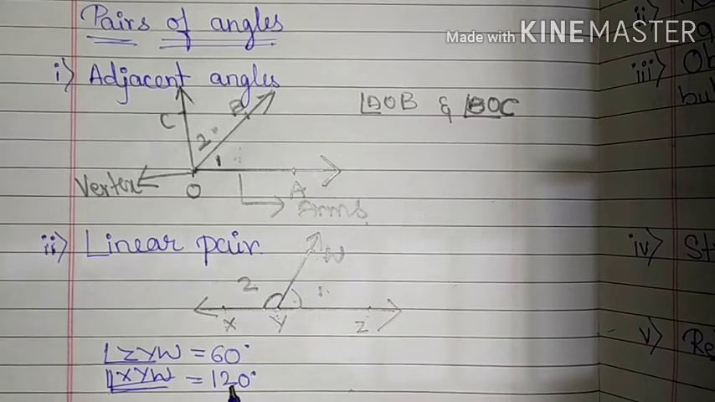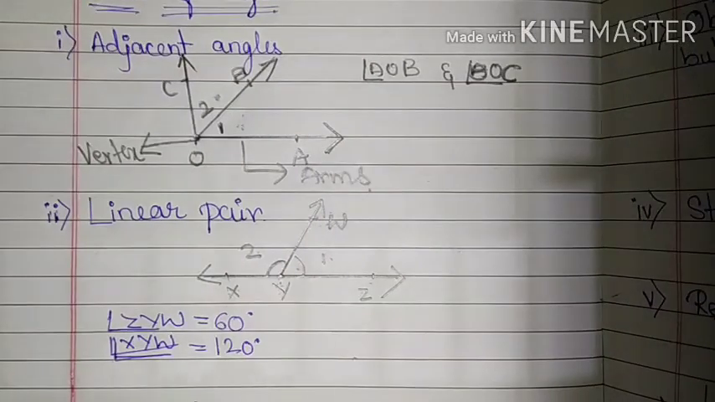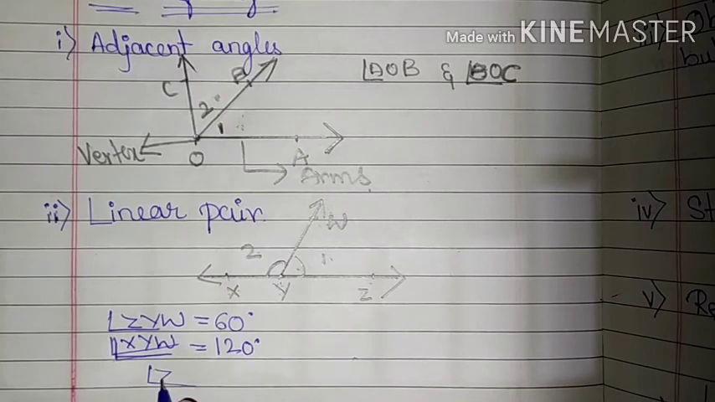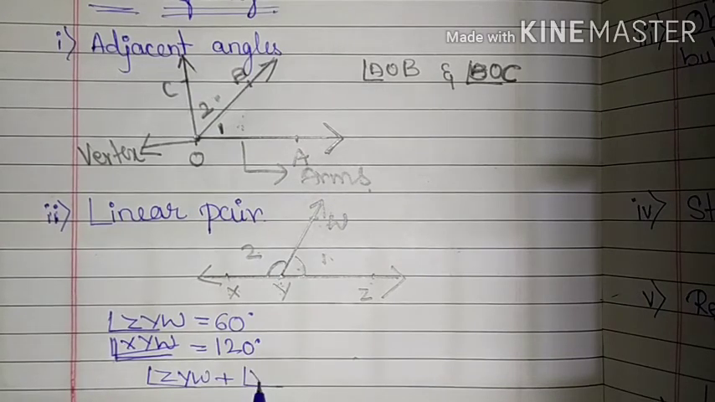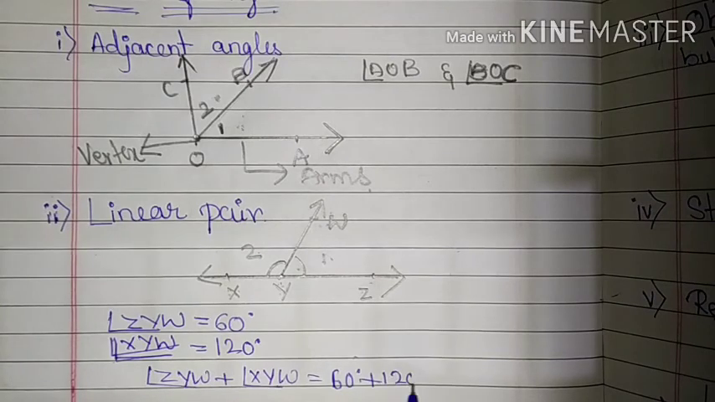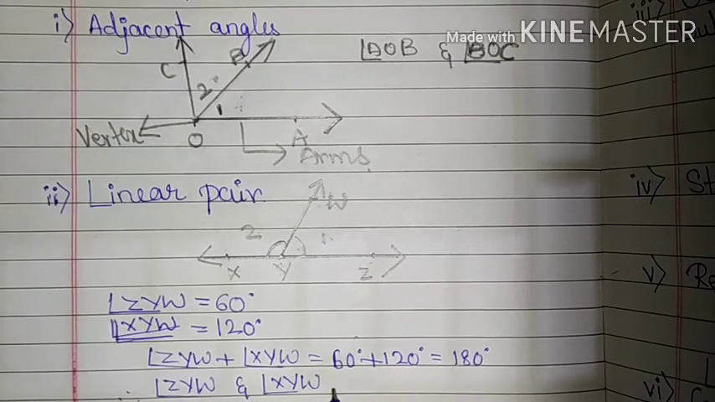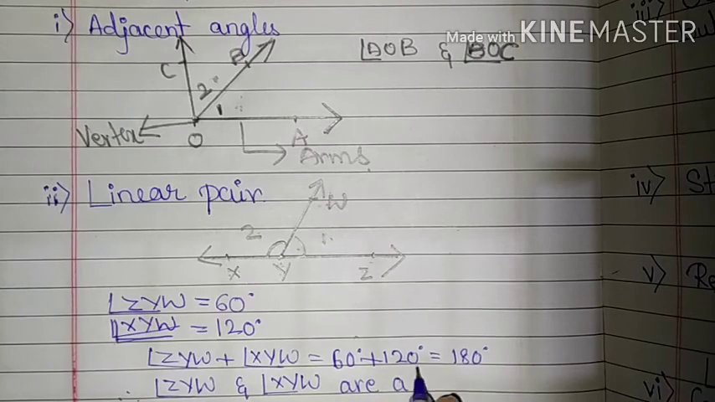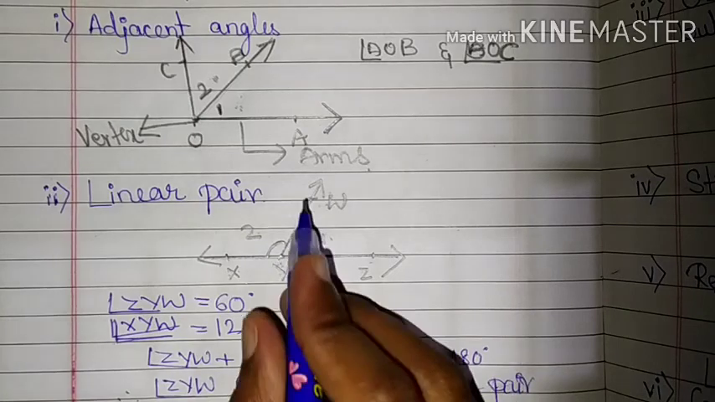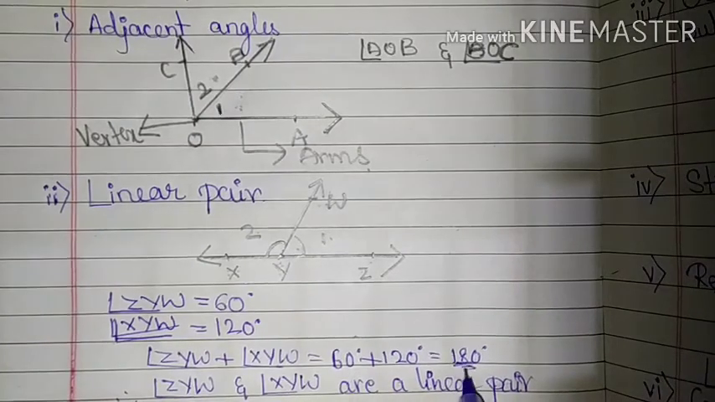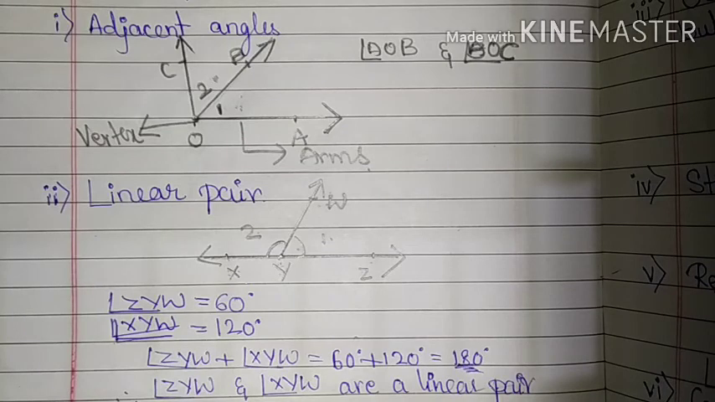Now if we take the sum of both those angles, angle ZYW plus angle XYW, which is 60 degrees plus 120 degrees, we get 180 degrees. Therefore angle ZYW and angle XYW are a linear pair. They were both adjacent angles and their sum was 180 degrees. So they are a linear pair.